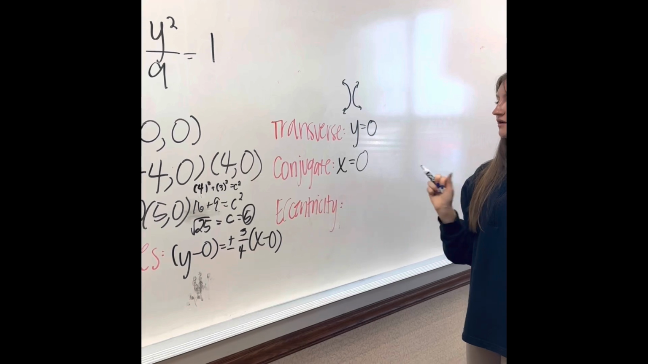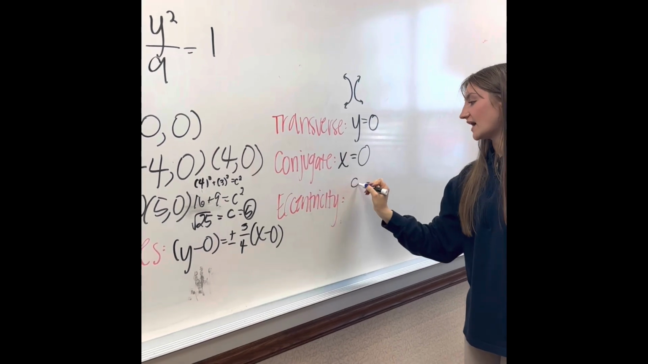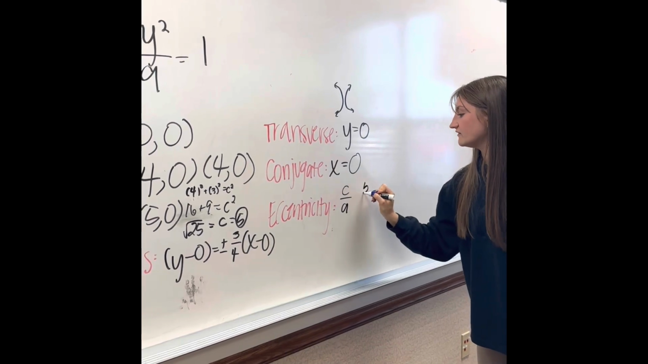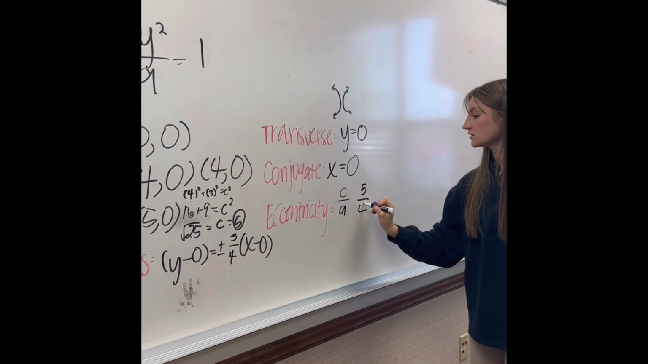Now lastly, for the eccentricity, remember that equation is c over a, which is 5 over 4.